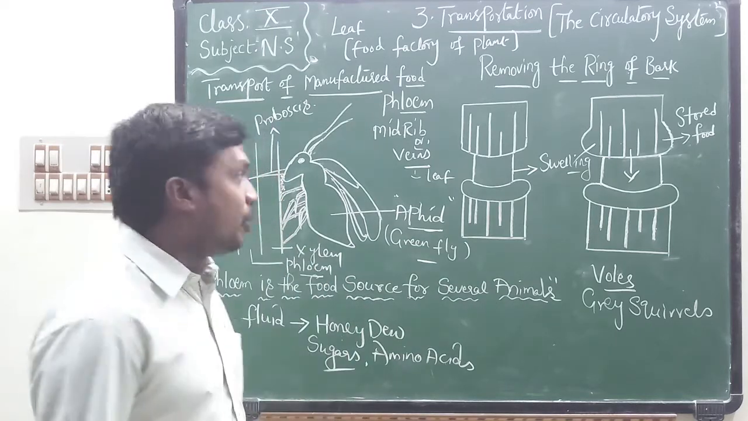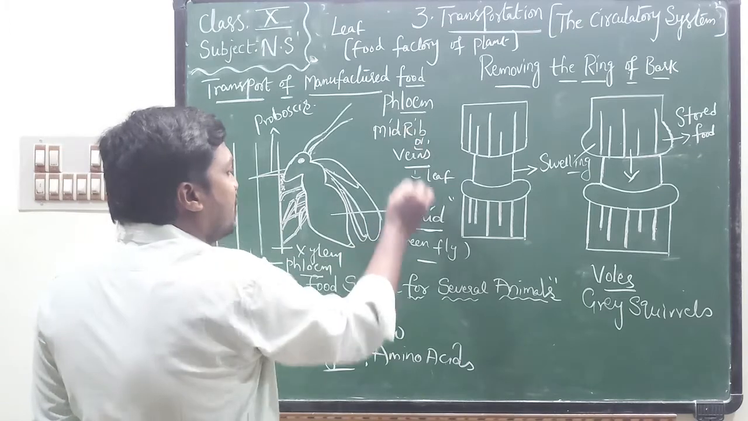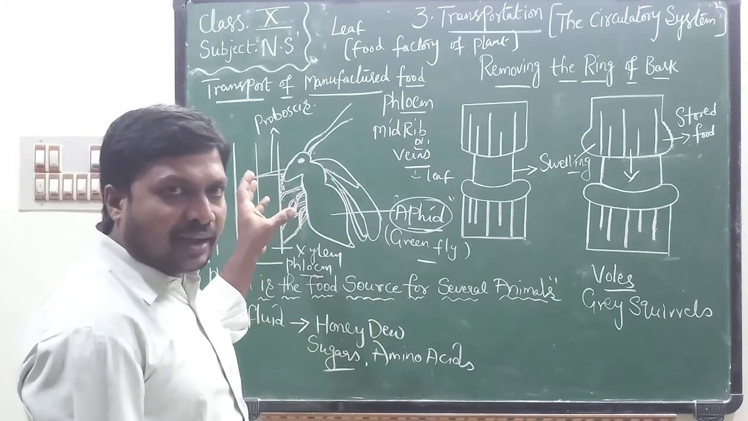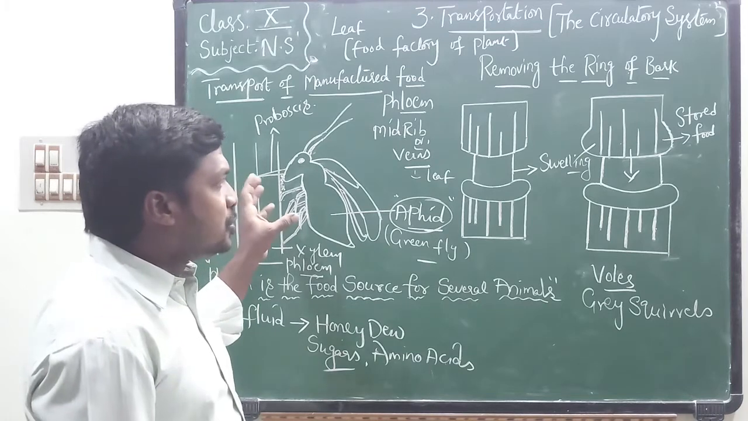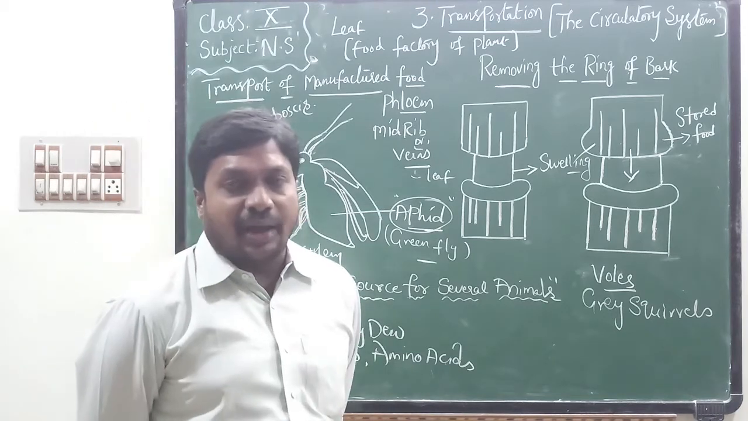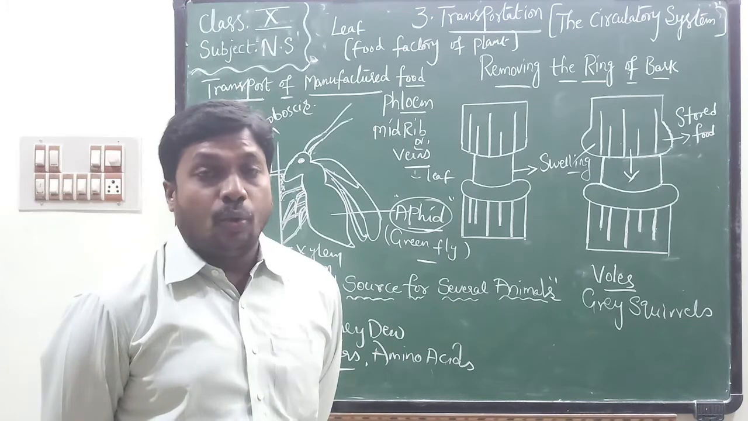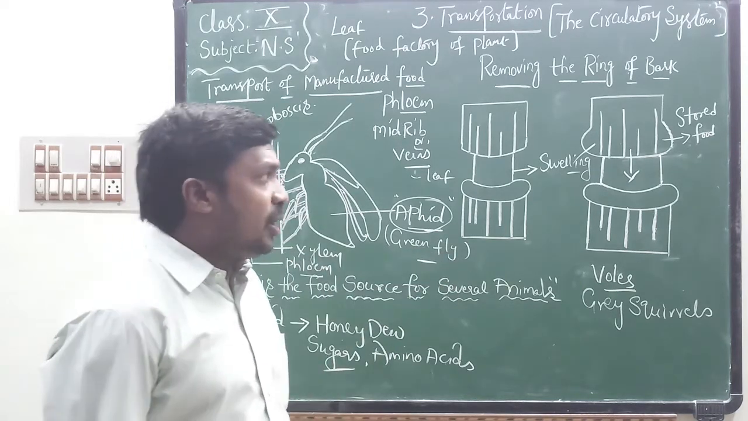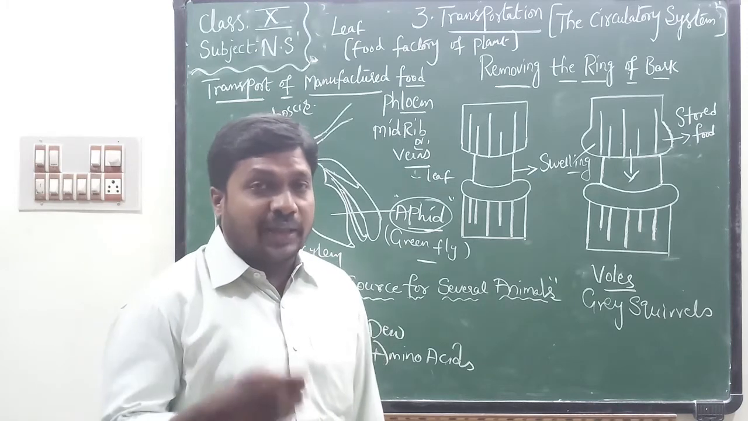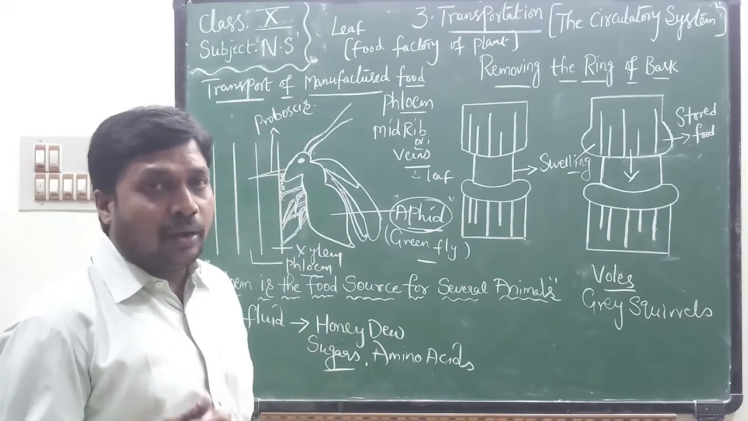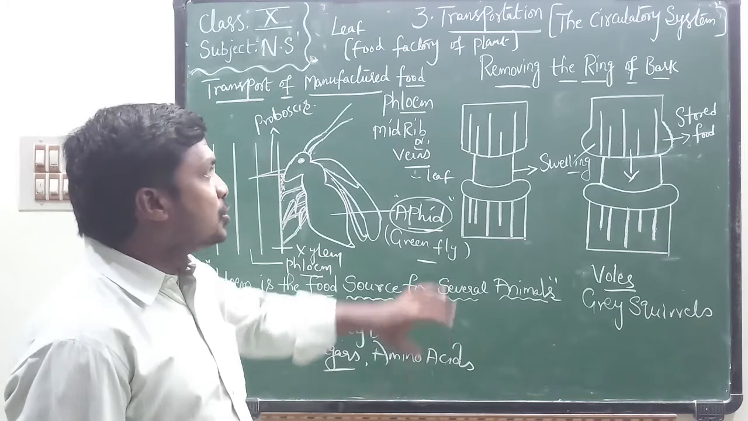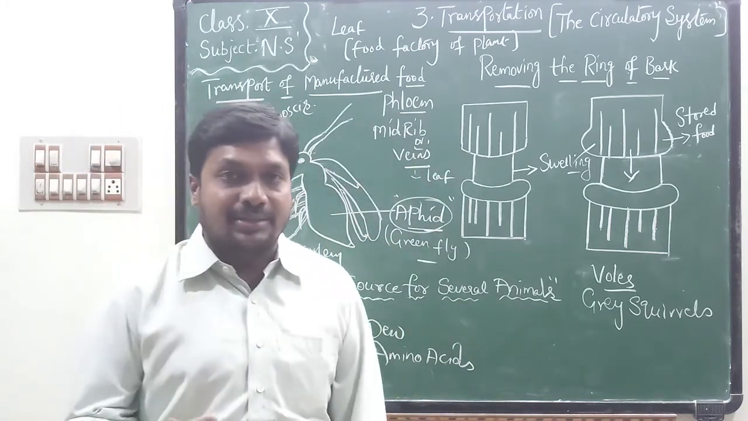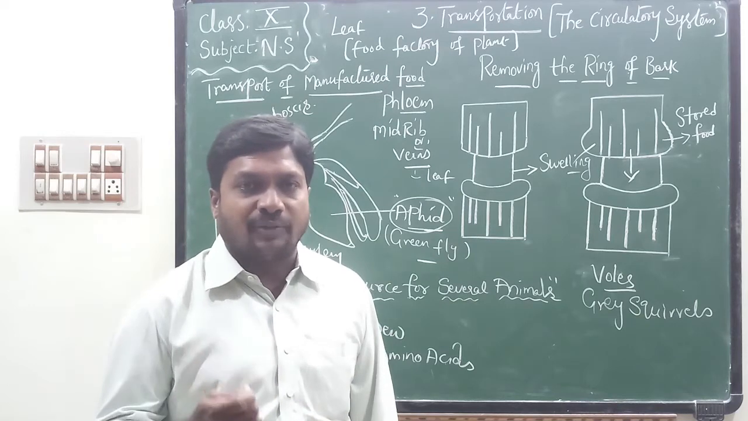Very important from the exam point of view. First one is the aphid. The aphid is an insect which depends on phloem tissue and gets nutrients from it. And also some mammals, rabbits and owls. These are all animals which depend on plants for food. So they depend on phloem tissue. This total information tells us phloem is the food source for several animals.